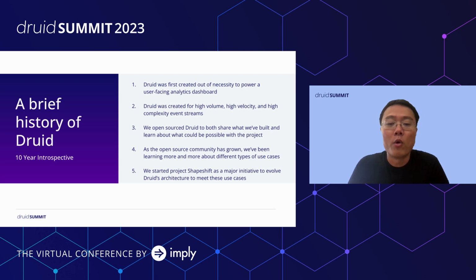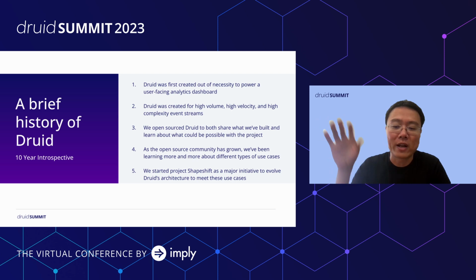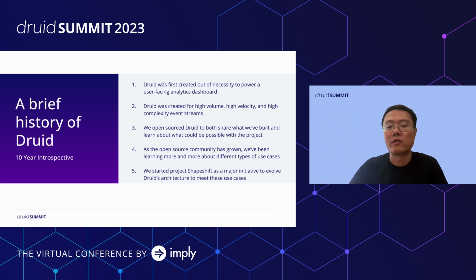We've got to learn more and more about the different types of use cases that are possible. And nowadays, we call all these different use cases under the umbrella of real-time analytics. What started out as a single use case for digital advertising has now spawned dozens of different use cases, all with very similar characteristics.